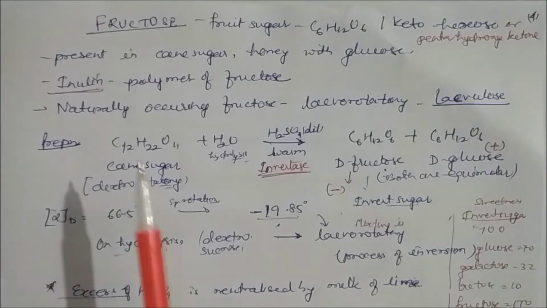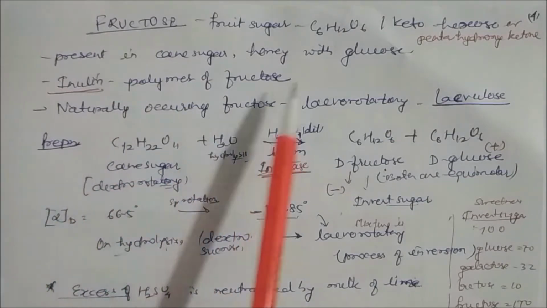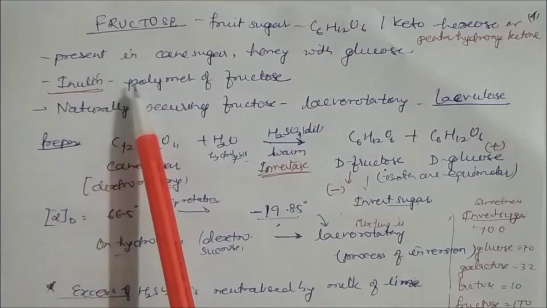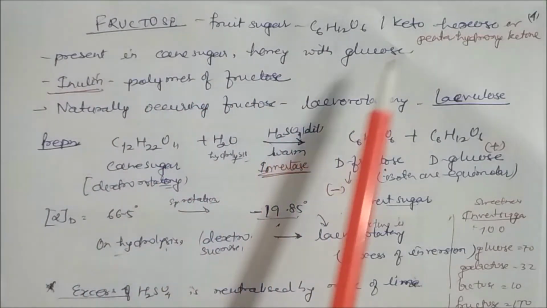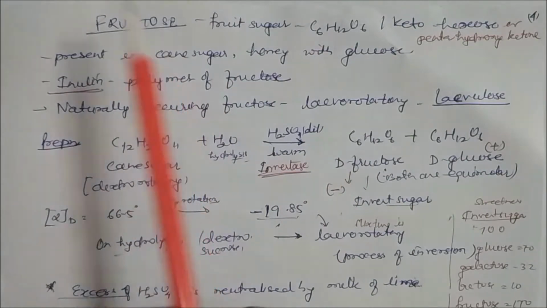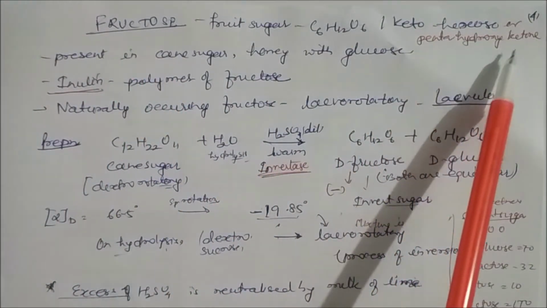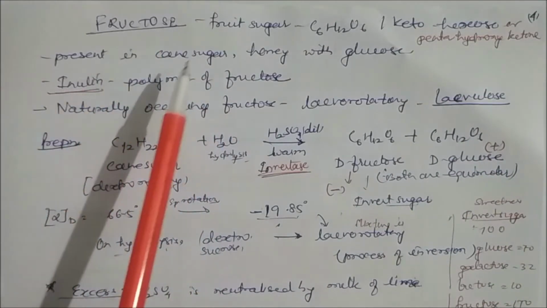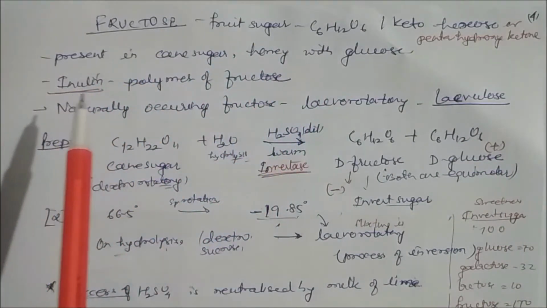Fructose, after glucose, the next is our fructose. Formula wise, both have the same molecular formula. Another name of fructose is fruit sugar. You can say ketohexose because it has a ketonic group, or you can say pentahydroxyketone. This is found in cane sugar in large quantities. In honey, it is also found along with glucose.